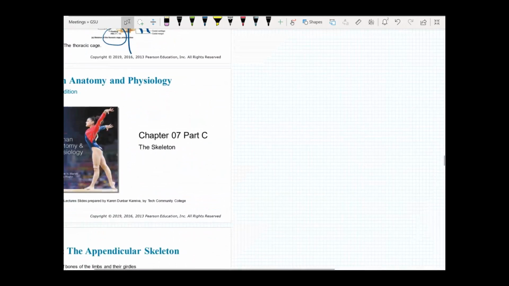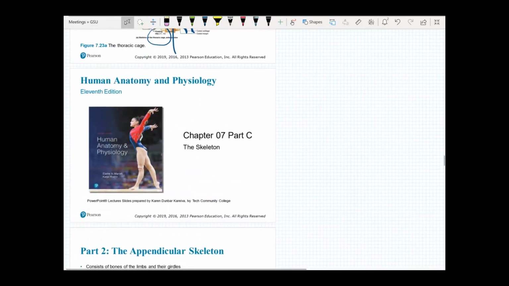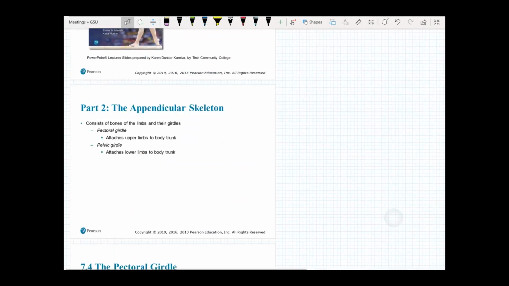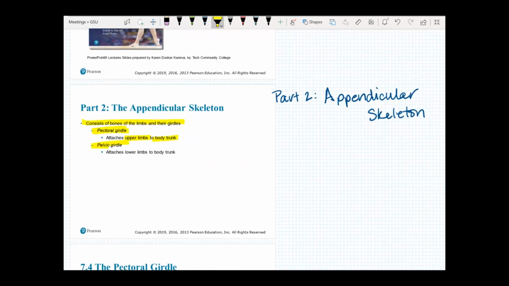Okay, the third part of this is going to be the, oh, sorry, not the axial skeleton, it's going to be the appendicular skeleton. So this is part 2. So the appendicular is everything that is attached to the midline of the body. So the appendages, upper and lower limbs, and how they attach. So it's going to fall into 2 categories. The pectoral girdle will be attaching the upper limbs to the body, and the pelvic girdle will attach the lower limbs to the body. So essentially you're going to have your shoulder and your hip.